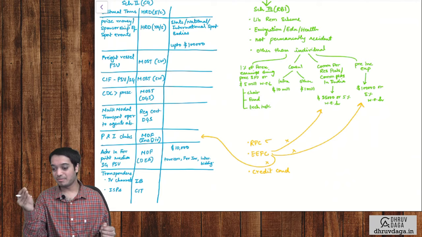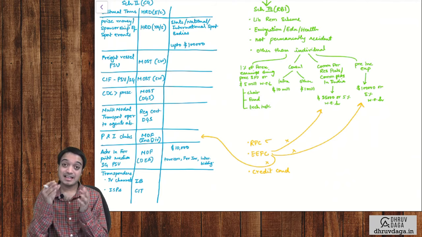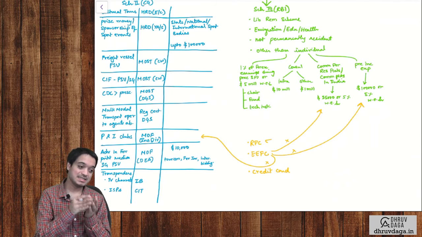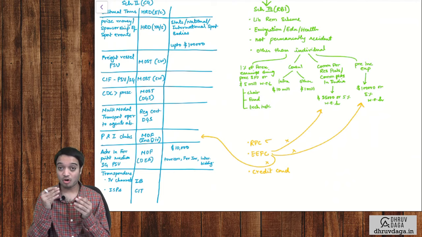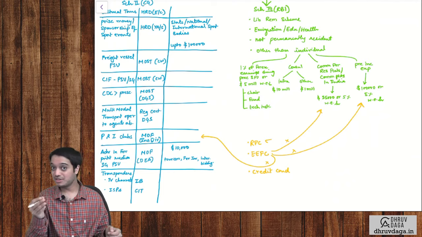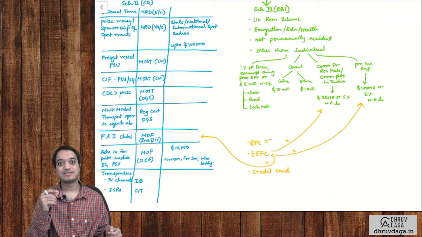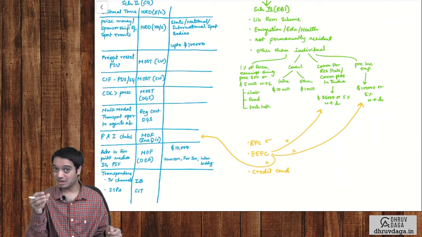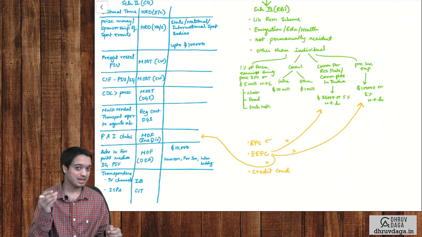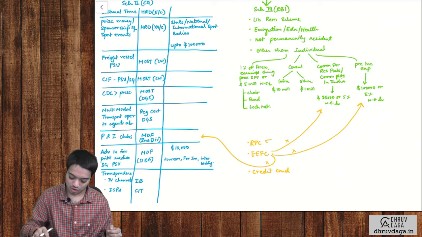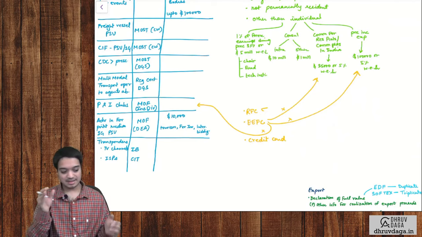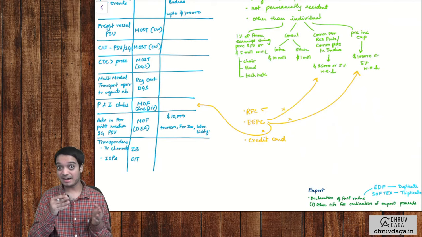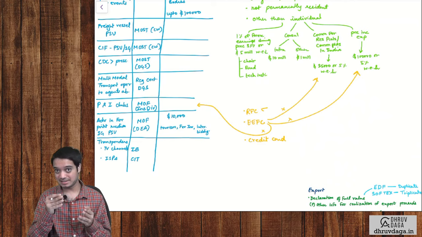Then we talk about the third thing, that is pre-incorporation expenses. The limit is 5% or $1 lakh, whichever is more. If it is for commission on the sale of residential flats or commercial plots, then in that case you can pay up to 5% of the inward remittance or $25,000, whichever is higher.